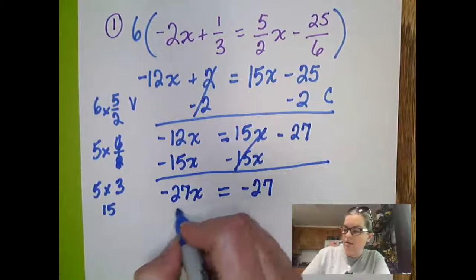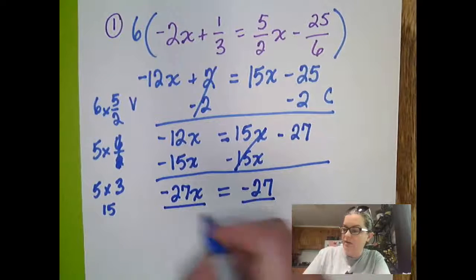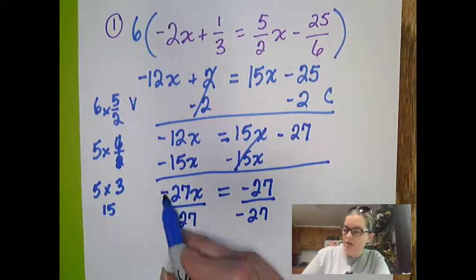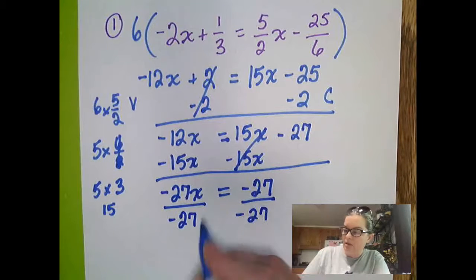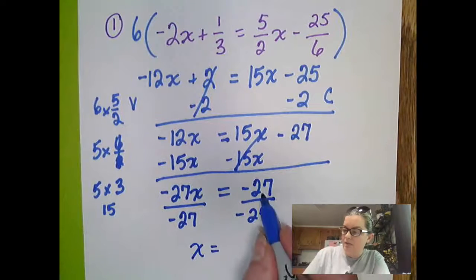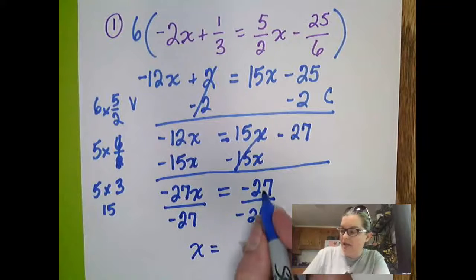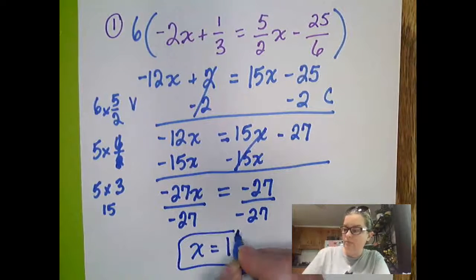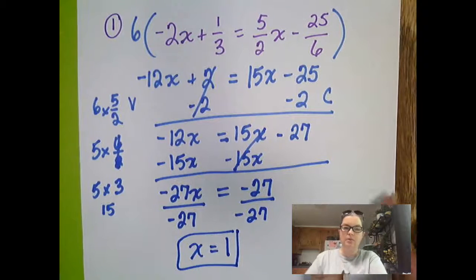All right. To simplify this further, I'm going to divide both sides by negative 27. My x is going to be negative 27 divided by negative 27. That's the same exact thing, so I get a positive 1. So that's my answer to number 1.